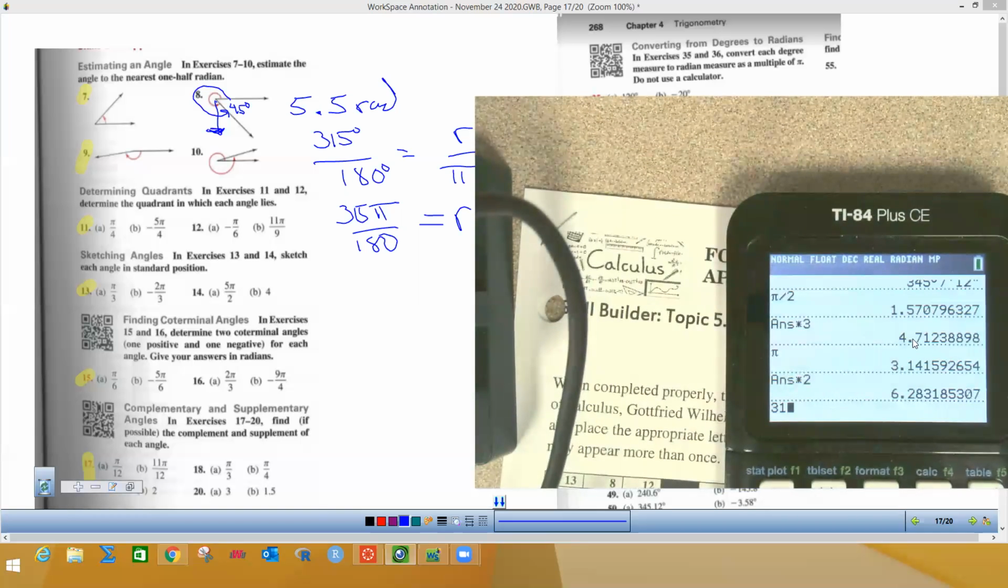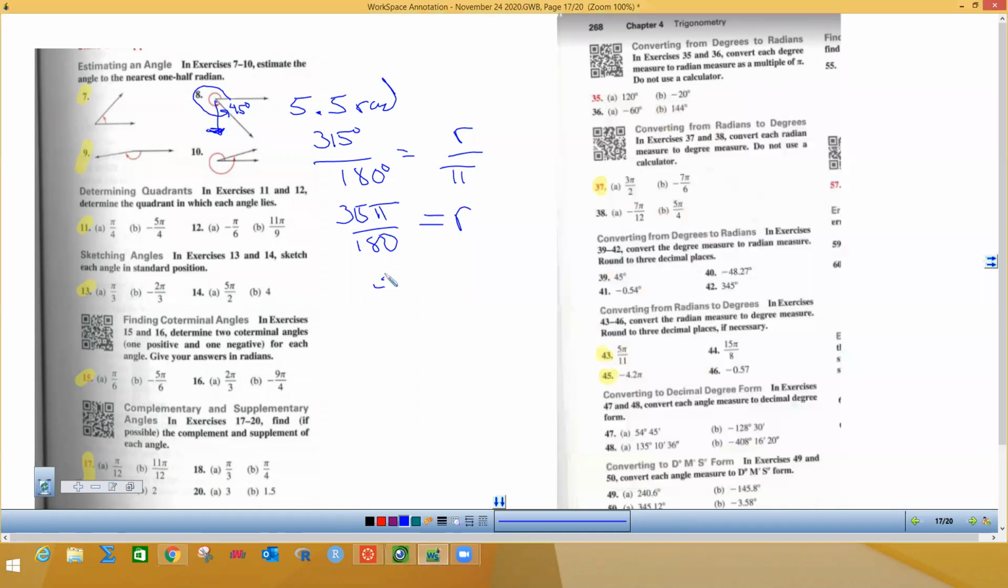Take 315 pi divided by 180, because that's what I got up there, and I hit enter. Do you see how that's 5.497? We're supposed to round this to the nearest half. So if you looked at 5.5, this would be about 5.5 radians, because it wants half. Okay, so that's how I got that.